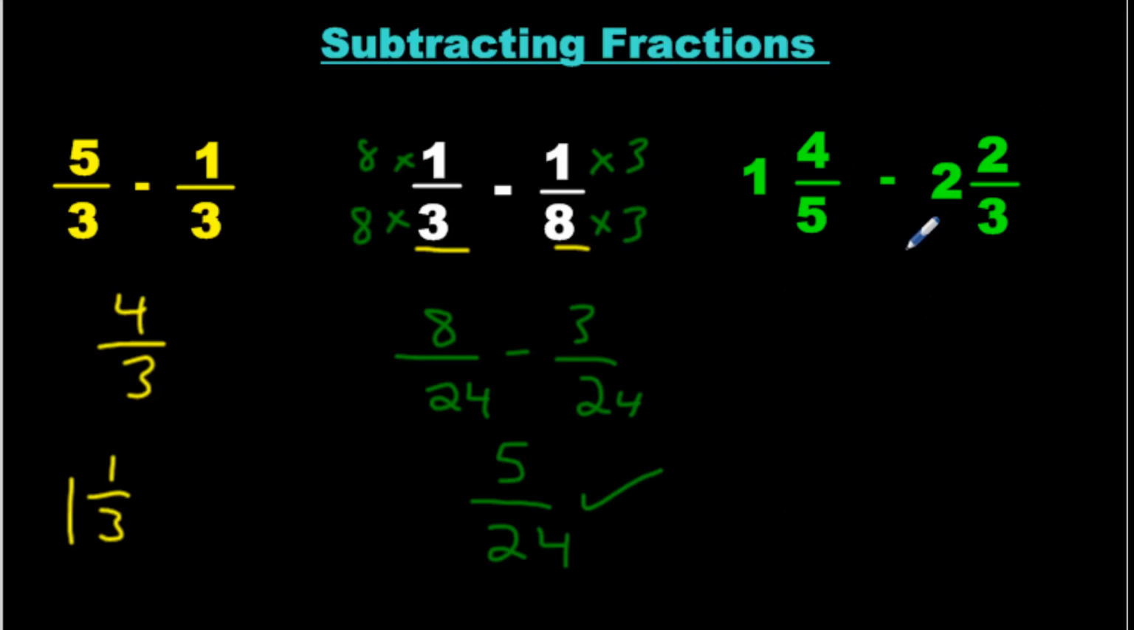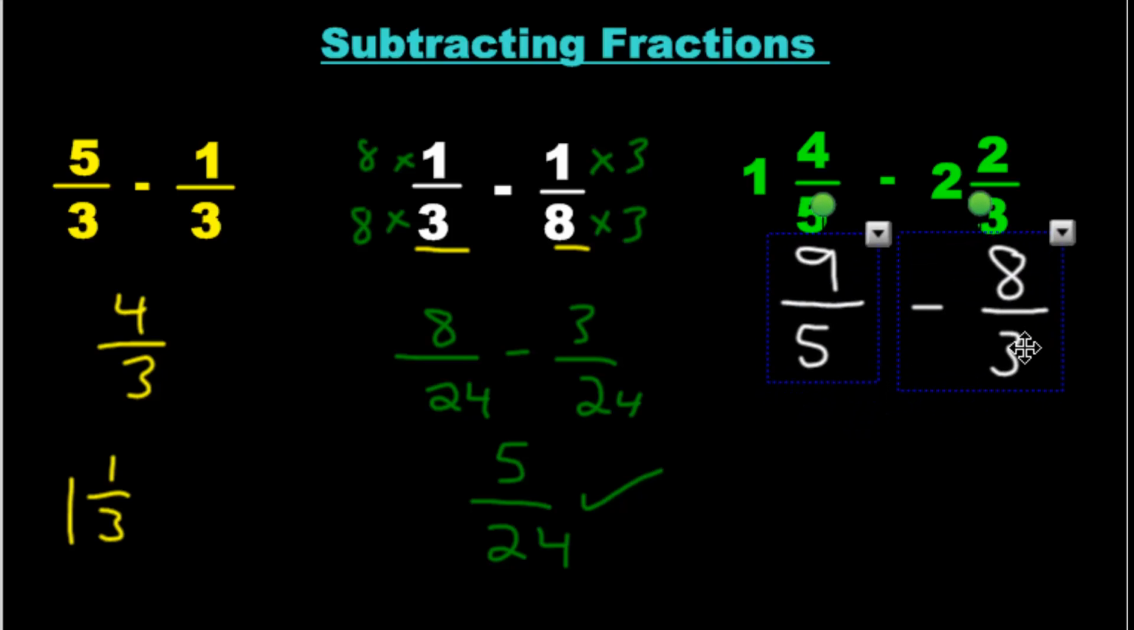Here we have another one. Mixed fractions. Let's fix those up. Convert them. 5 times 1 is 5. Plus 4 is 9. 9 over 5. 3 times 2 is 6. Plus 2 is 8 over 3. Bad denominators. Really bad. One's a 5, one's a 3. They need to be the same. Let's count here. 5, 10, 15. Oh, I think 3 goes into 15 as well.